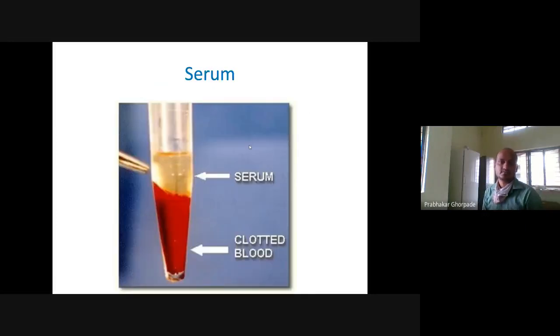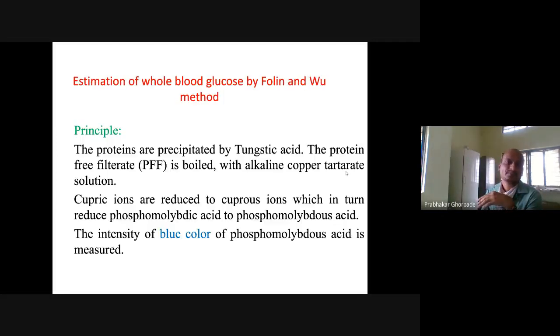Then comes the serum part. How do we get serum? We go to the animal and collect intravenous blood. As we all know, blood contains clotting factors, which are the factors that cause blood to clot. So what happens once the blood is clotted? This is clotted blood, and then serum can ooze out from it. So this is a serum sample.